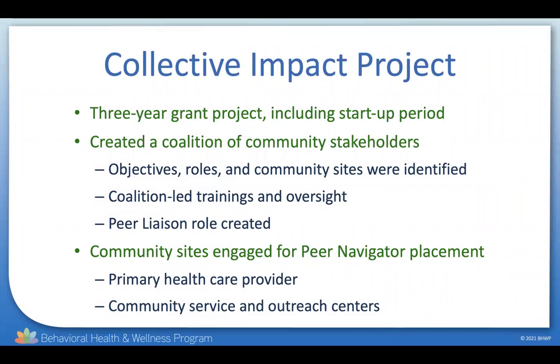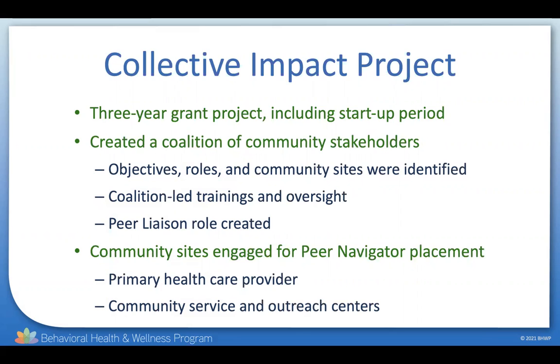Again, the Collective Impact Project had a 3-year grant timeline, which was very valuable to have, that much time to start the project. For one, we had a 1-year startup period to launch the project, which allowed us to form a coalition of community stakeholders, to identify peer navigators. We used the term peer navigators for this project. It allowed us to identify them to be hired, and allowed us to get agencies on board in which the peers would be placed.